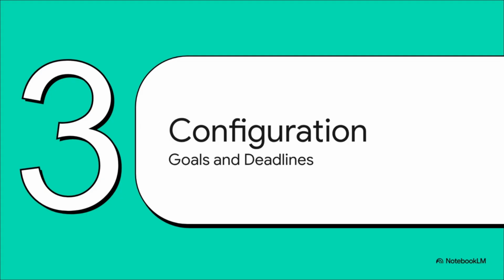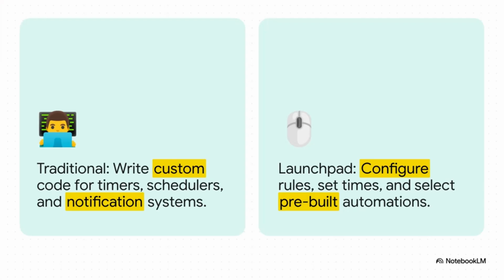Okay, so we've covered the what and the where. So how do you actually build this stuff in Launchpad? This is where that whole low-code thing really starts to pay off. If you were trying to do this from scratch, you'd be writing custom timer logic, building job schedulers, coding notification systems. It's a ton of work. In Launchpad, you're just configuring a rule. Instead of writing code, you're just setting your goal and deadline times. Instead of building a whole email service, you just pick an automation from a drop-down menu. It's a massive, massive time saver.